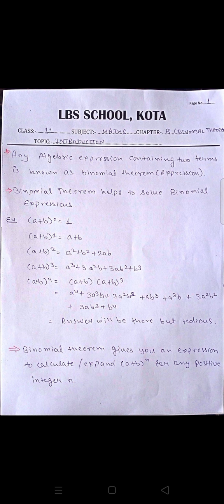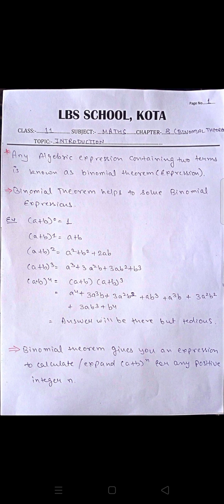For example, let's suppose there are two numbers, a plus b whole to the power 0. We know that its answer is 1, and a plus b to the power 1 is a plus b. Again, a plus b to the power 2, we know that the formula is a square plus b square plus 2ab, and a plus b whole cube is a cube plus b cube plus 3a square b plus 3ab square.